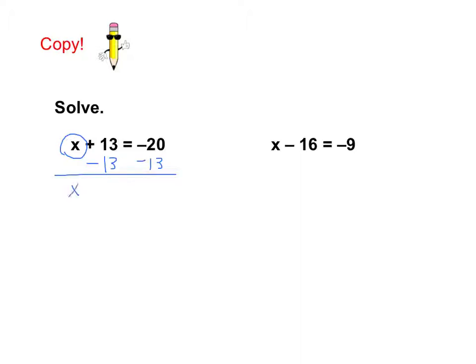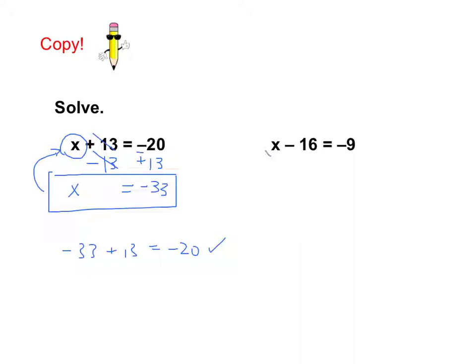So now I've rescued my x, rescued the variable, eliminated the enemy. Negative 20 minus 13, keep in mind if we slash and dash, this is negative 20 plus negative 13, which is negative 33. And I could check my answer because negative 33 plus 13, if I plugged it right back in here for x, that would give me negative 20. So it checks out.